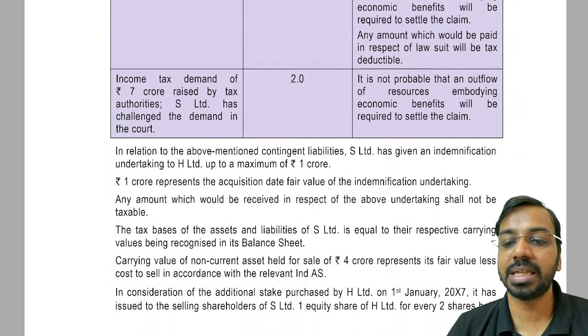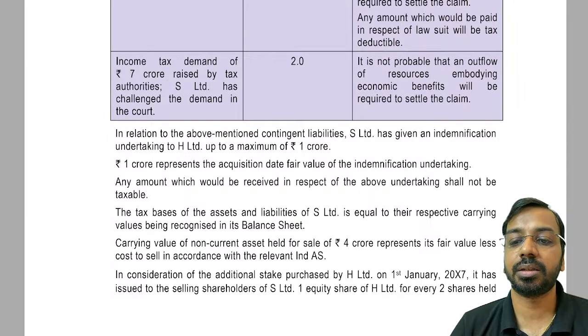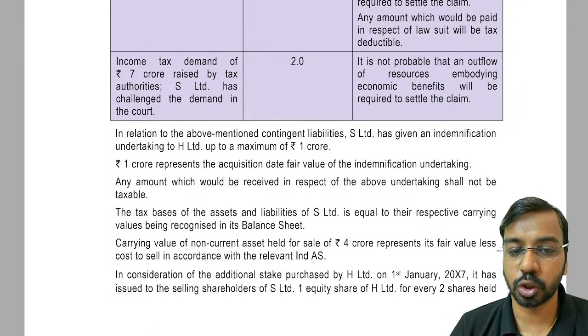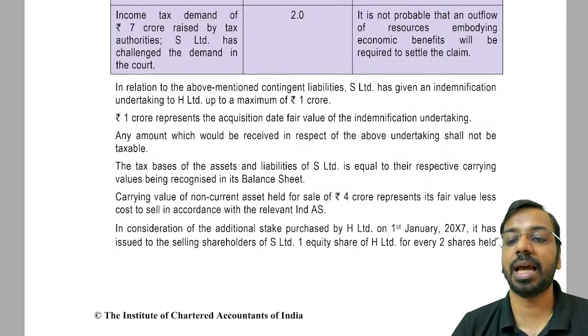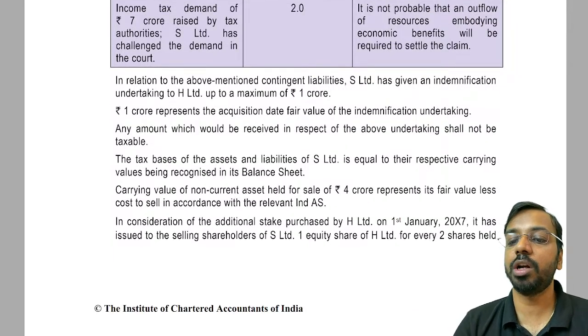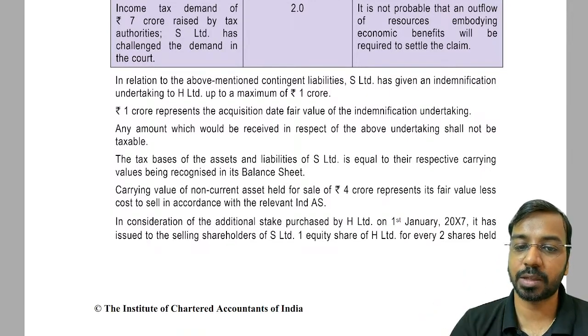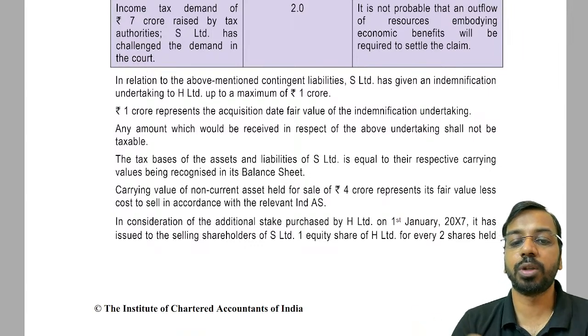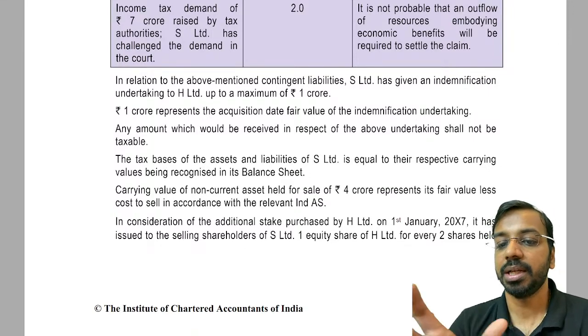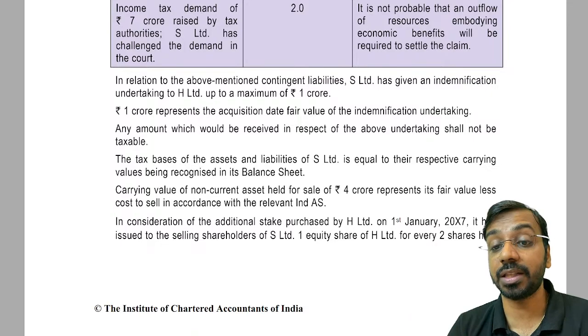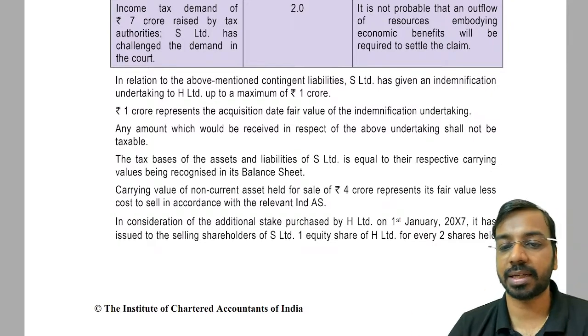Any amount which will be received in respect of the above undertaking shall not be taxable. So this 1 crore will not be taxable. The tax basis of asset and liability of S Limited is equal to their respective carrying values recognized in the balance sheet. So whatever is the tax base of the asset and liability, they are equal to their carrying amount in the respective balance sheet. But if at all there are any differences, for that we need to calculate deferred taxes.